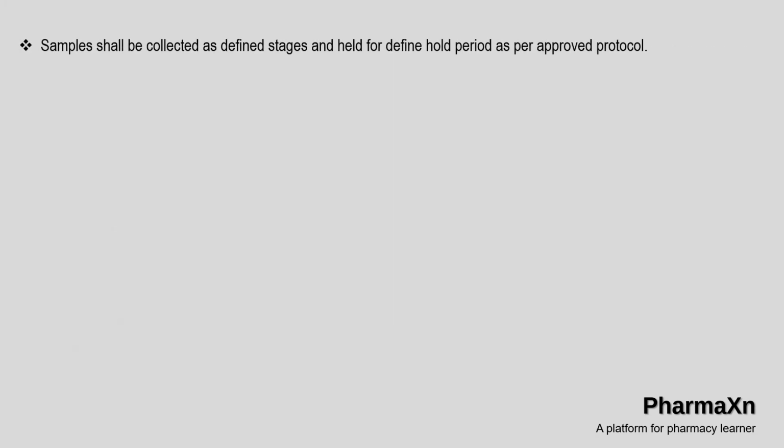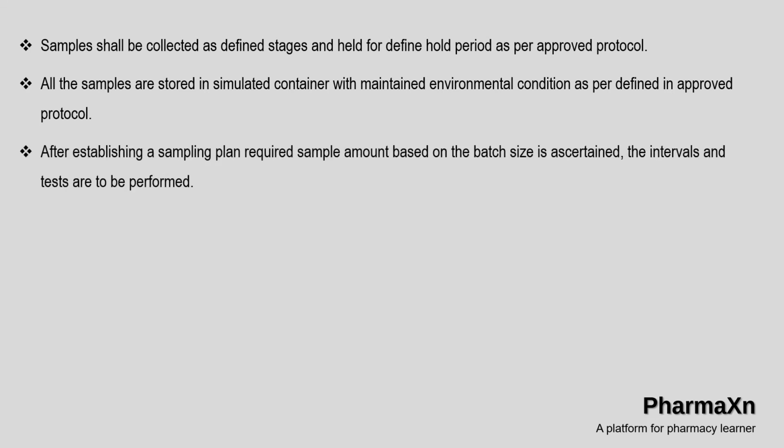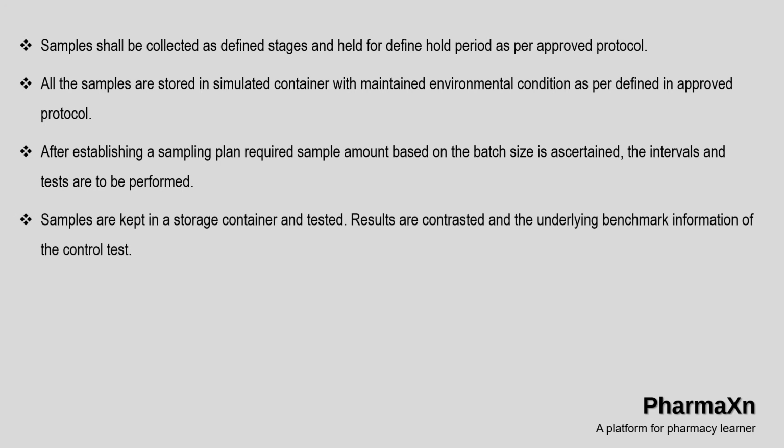Samples shall be collected at defined stages and held for a defined hold period as per approved protocol. All the samples are stored in simulated containers with environmental conditions maintained as defined in the approved protocol. After establishing a sampling plan, the required sample amount based on the batch size is ascertained, and the intervals and tests to be performed are defined. Samples are kept in a storage container and tested.